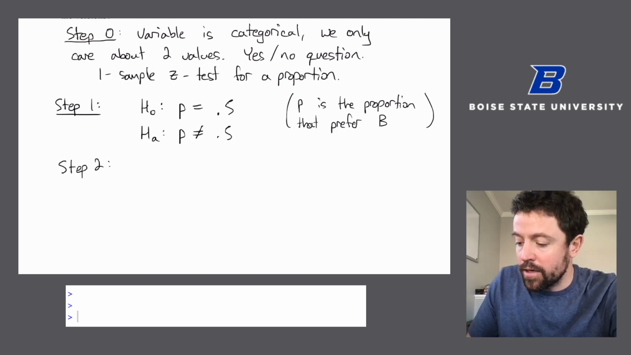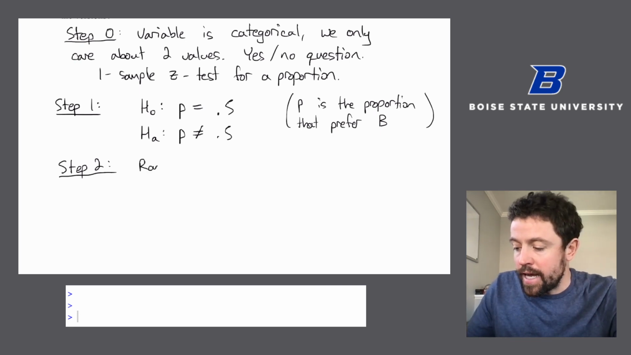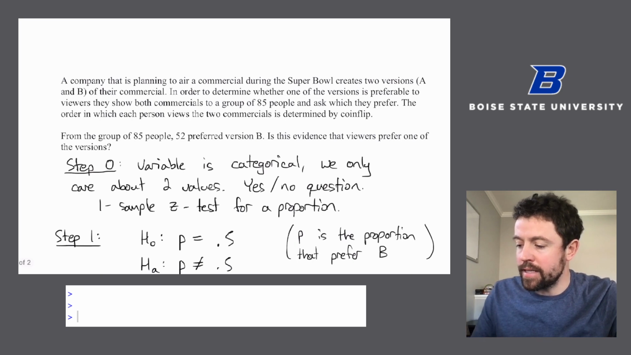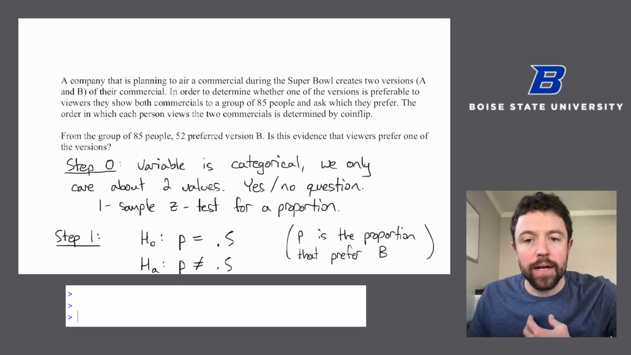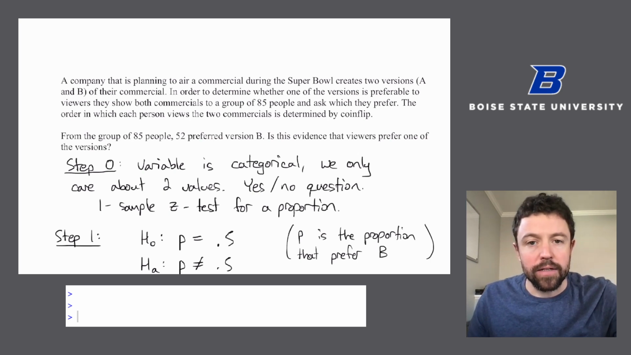So in step two, we're going to check conditions. And our conditions, the first two conditions are exactly the same as what we did for a population mean. We need randomization. Now, in this problem, you might ask, well, it doesn't tell us whether this group of 85 people is randomly selected, but this is not an observational study, right? The company doing this research is showing people the videos. This is an experiment. And so we can't really expect that this group of 85 people is randomly selected.